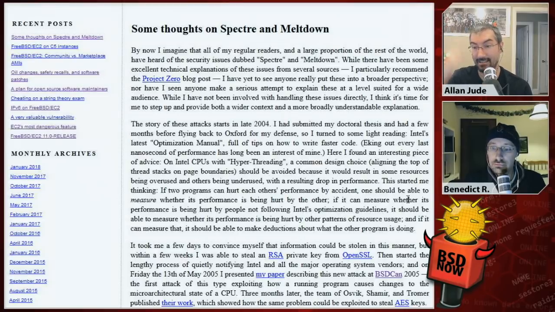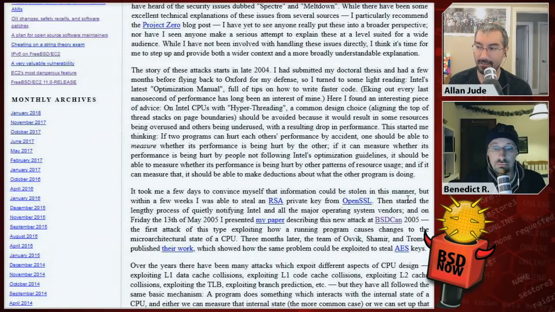So the story goes back to late 2004. So what's that, like 14 years ago now? Colin had just submitted his doctoral thesis and had a few months before he had to fly back to Oxford in the UK to defend his thesis. So he turned to some light reading, Intel's latest optimization manual, full of tips on how to write faster code. And that's always been one of Colin's interests. It's not exactly light reading, but yes.